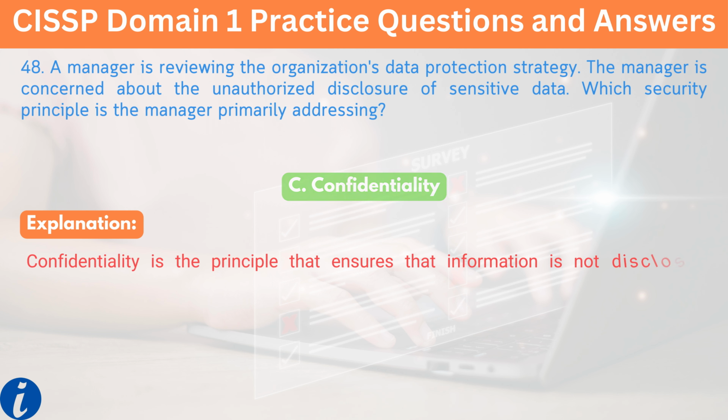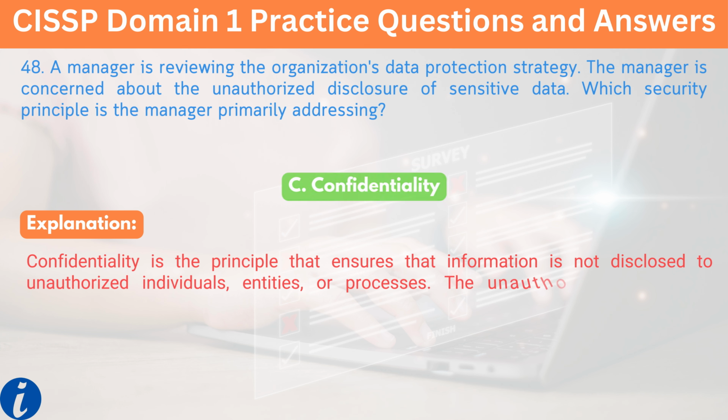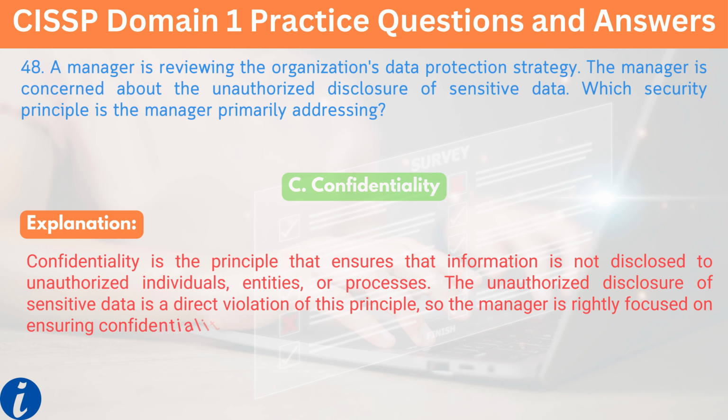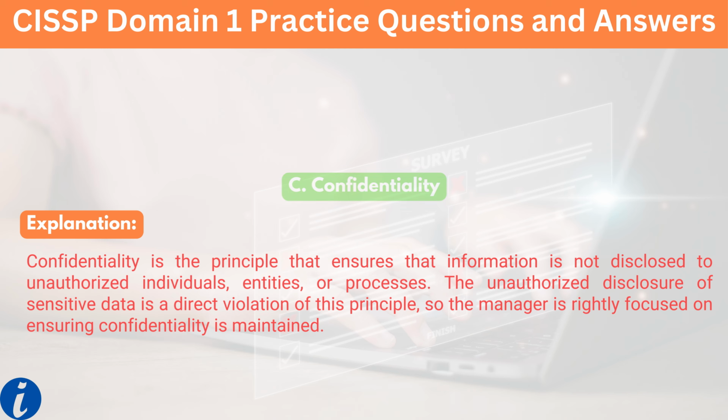Confidentiality. Explanation. Confidentiality is the principle that ensures that information is not disclosed to unauthorized individuals, entities, or processes. The unauthorized disclosure of sensitive data is a direct violation of this principle, so the manager is rightly focused on ensuring confidentiality is maintained.